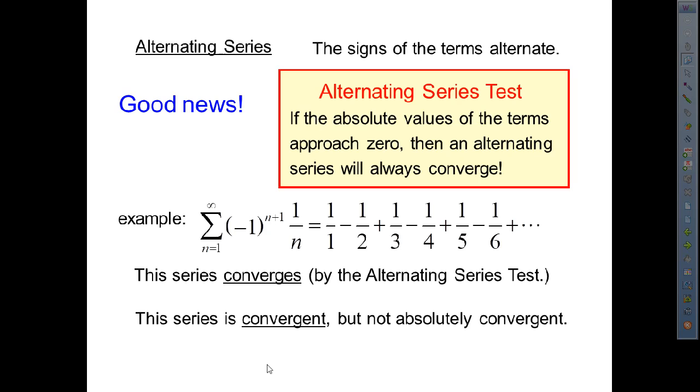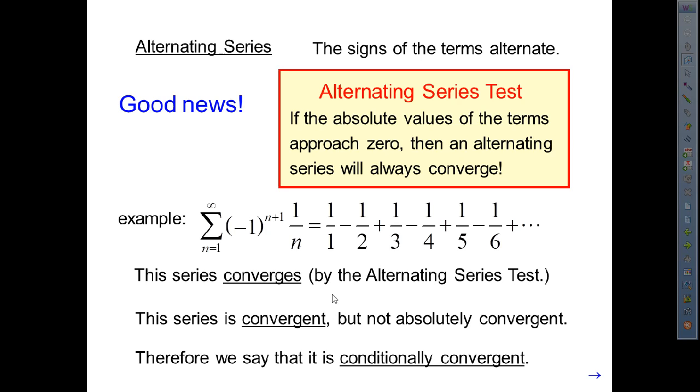Now, it is convergent, but it's not absolutely convergent, because what do we know? Remember, to be absolutely convergent, the absolute value of the series would have to be convergent as well. And what do we know about 1 over n? Well, it's the harmonic series, and it's not convergent. So this one is conditionally convergent.